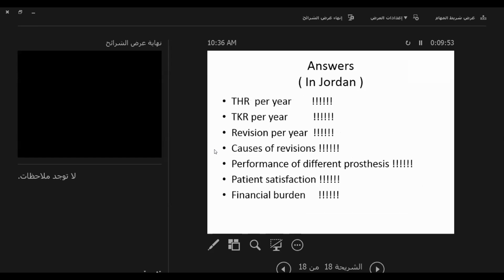Does anybody have an answer about the number of yearly total hip replacements in Jordan, total knee replacements in Jordan, revisions per year, causes of revision, performance of different prostheses, patient satisfaction, financial burden? I'm pretty sure none of us will have the exact answer. Thank you.